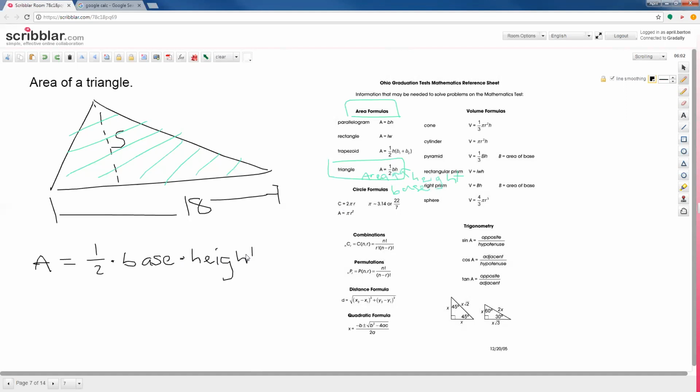So on the triangle that's given here, which number is the base of this triangle? The bottom of the triangle.